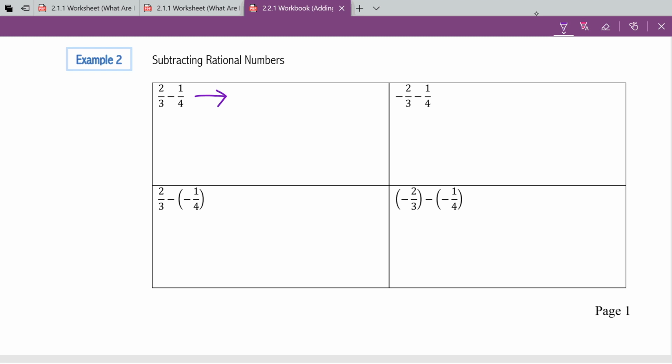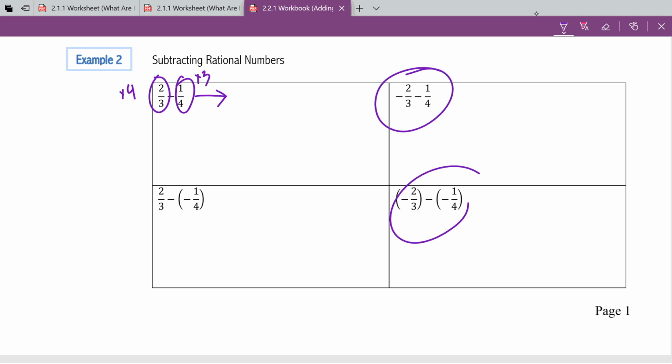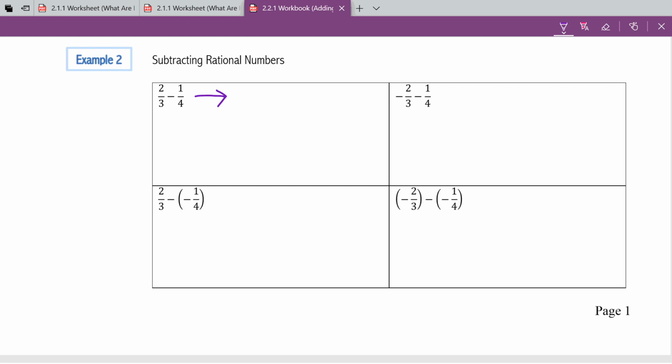And this time, when we're looking for equivalent fractions, it looks like we're going to be looking for a common denominator of 12. 12 is the smallest number that both 3 and 4 are able to divide into. So in every case here, we're going to be multiplying the first fraction times 4 and the second fraction times 3, all across here, here, and here, to get a common denominator of 12. So 2/3 is the same as 8/12 minus 1/4, which is the same as 3/12. So 8 minus 3 over 12 will give us 5/12.